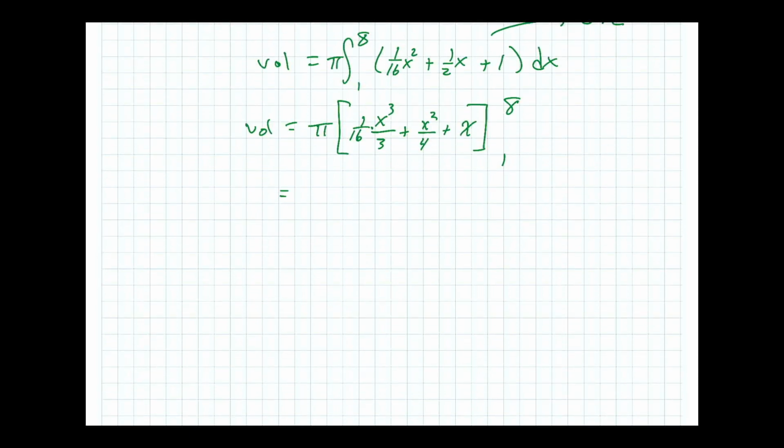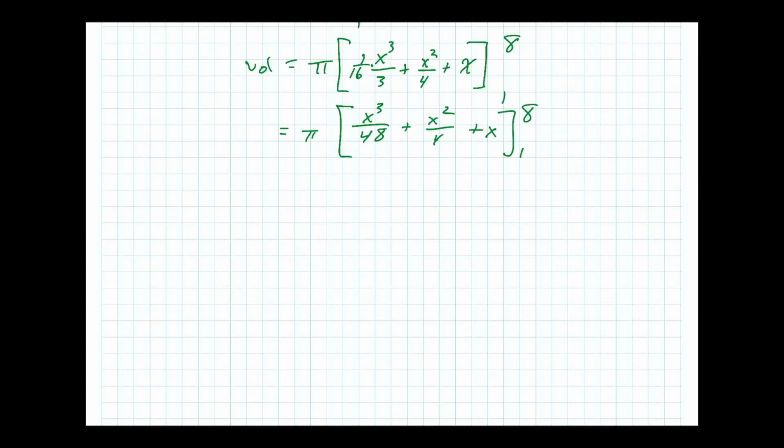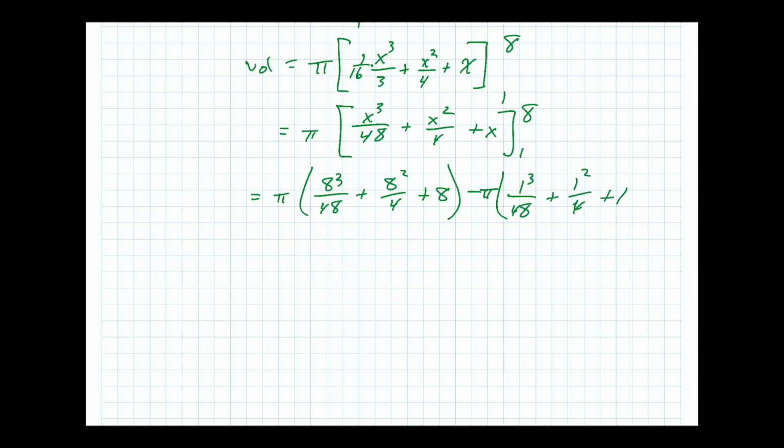Okay, I'm going to rewrite this one more time. So x cubed over 48 plus x squared over 4 plus x. Should have put that in square brackets. Can't do it now. 1 to 8. And then you fill in your 1 and you fill in your 8. So you go parentheses 8 cubed over 48 plus 8 squared over 4 plus 8 parentheses minus, that gets a pi 2. 1 cubed over 48 plus 1 squared over 4 plus 1. And you work this all out by hand if necessary.